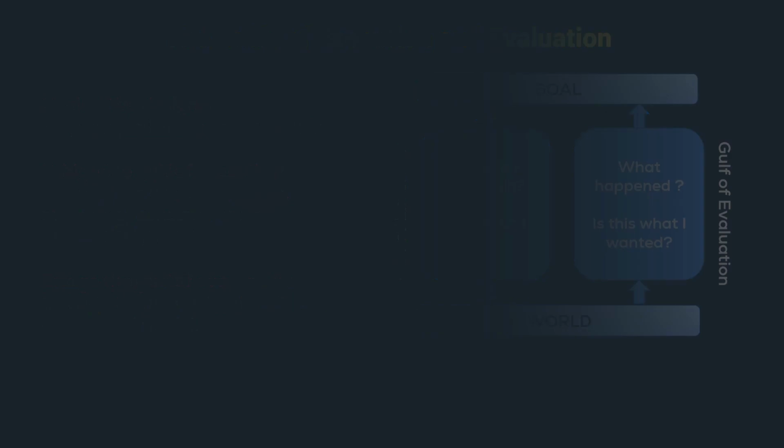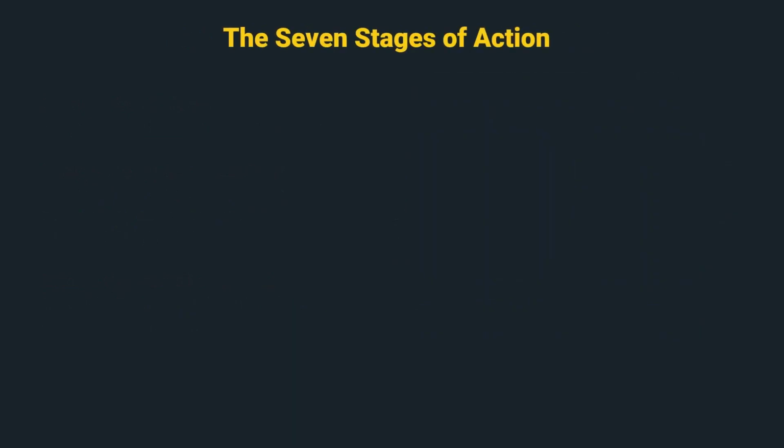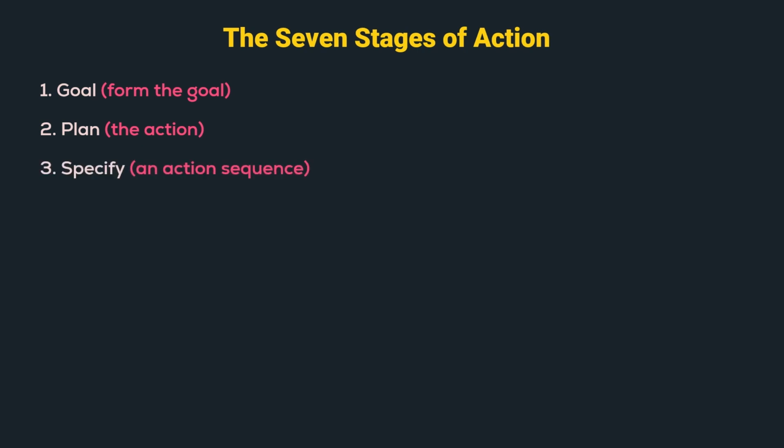To bridge this gap, Norman has suggested the 7 stages of action. So, let us understand them. The first stage is the goal formation stage. The next stage is the planning stage, where we plan the action which we want to perform. Third stage is specifying an action sequence that will actually help us to achieve our goal. Fourth step is actually performing the action.